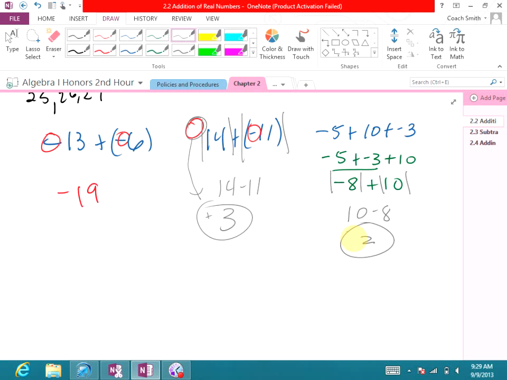Do number 31. 6.8 plus 3.3 plus negative 4.1. Remember that when you're adding or subtracting decimals, you must line up the decimal.